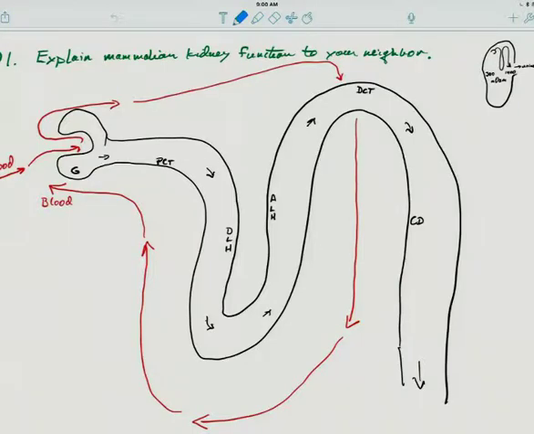Okay, I want you to start by explaining mammalian kidney function to your neighbor. I'm going to be adding things to the sketch as you go.